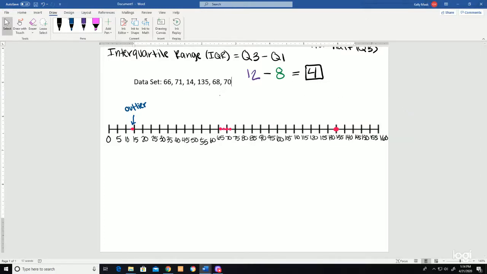If my pen would work today, that'd be great. So this guy here, he's also an outlier. They can make your data shift, meaning all of your data is in the 60s.